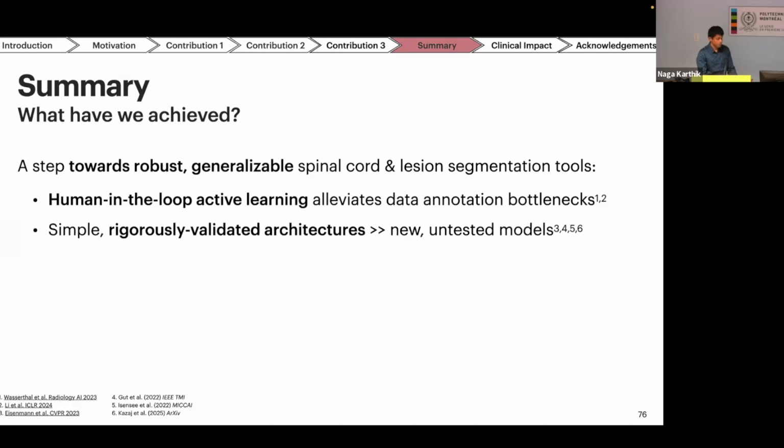We have achieved state-of-the-art performance using simple, rigorously validated CNN architectures, which echoes the findings of a growing list of works which say that a well-tuned CNN still outperforms or performs similarly compared to, say, transformers or novel state space models at a fraction of the training cost.